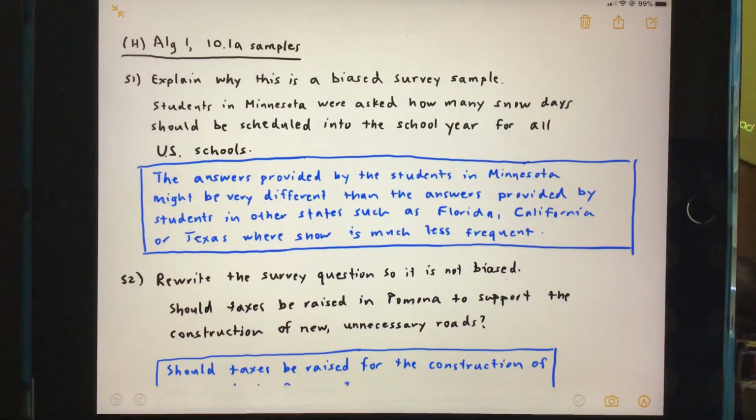Well, the answers provided by the students in Minnesota might be very different than the answers provided by students in other states, such as Florida, California, or Texas, where snow is much less frequent. So the Minnesota students might determine that lots of snow days are needed across the U.S. People in Texas, California, Florida might say no snow days are needed, but we are not finding out that information from those states, where there isn't much snow. So this might be a very biased sample, might not give us a representative piece of the information that we're looking for the entire nation.